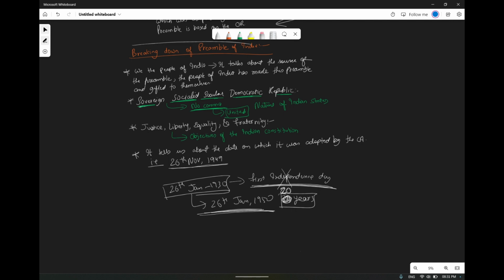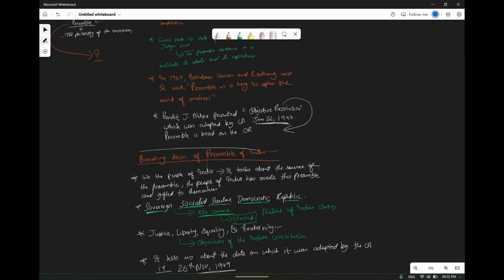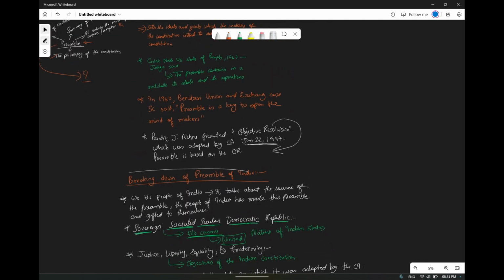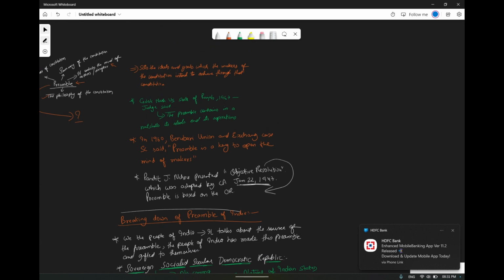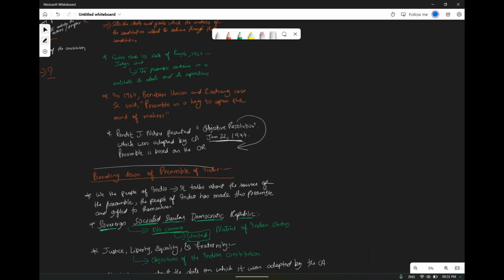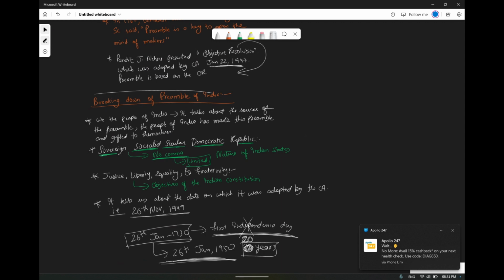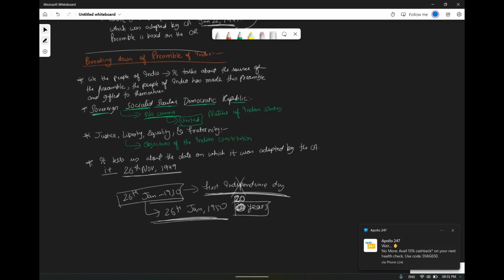So next we'll discuss what exactly we mean. Right now I have just explained to you sovereign, democratic, republic, socialist, but we have to understand what these terms exactly mean. Then we'll be able to know the exact meaning of the Preamble. Currently I have told you what these points mean in the Preamble. Why is this point mentioned in the Preamble? It is related to purpose. We the people of India tells about the source of the Preamble.